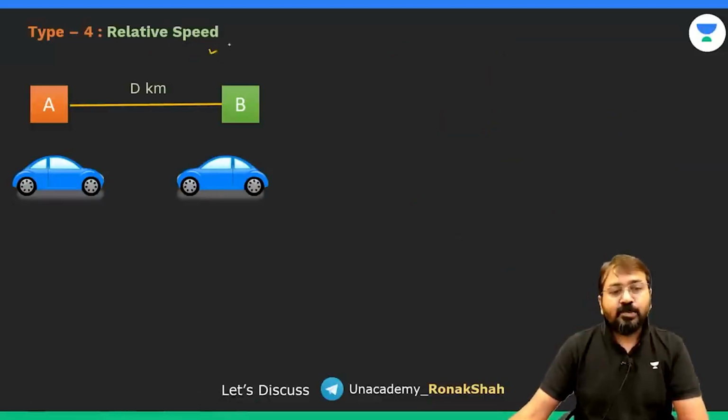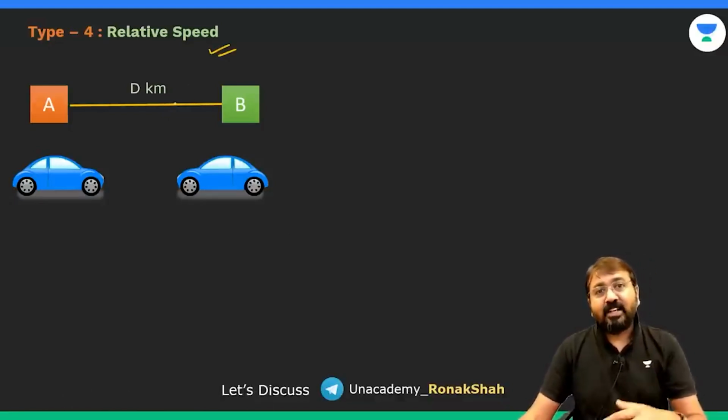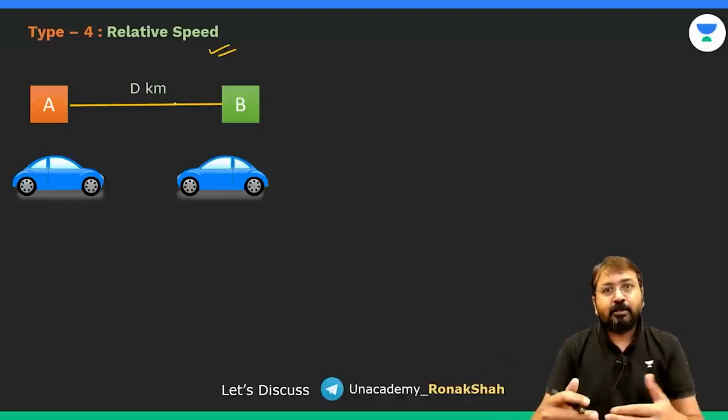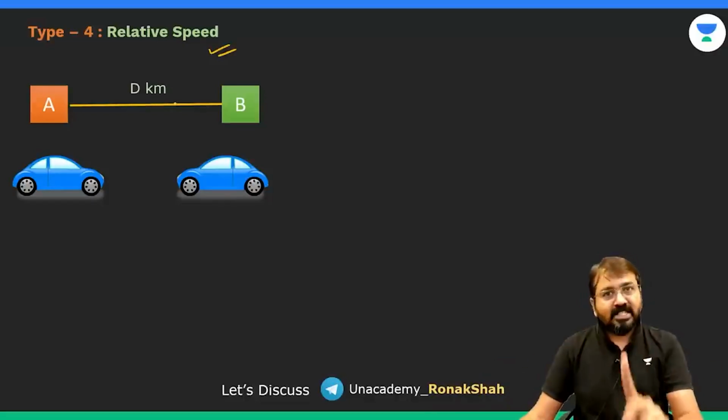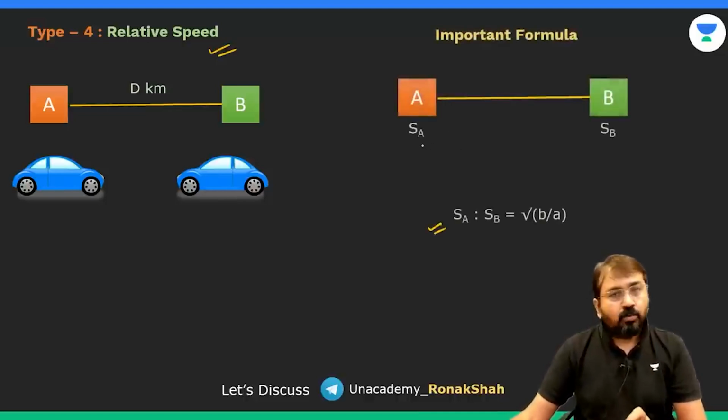Then the next variety is based on relative speed. You know that when 2 bodies travel in the same direction, the relative speed is the difference of the speeds, and when they travel in the opposite direction, the relative speed will become the sum of the speeds, right? So the question will be straight away based on that. Here once again there is a special scenario, so you need to remember this formula. So what does it indicate?